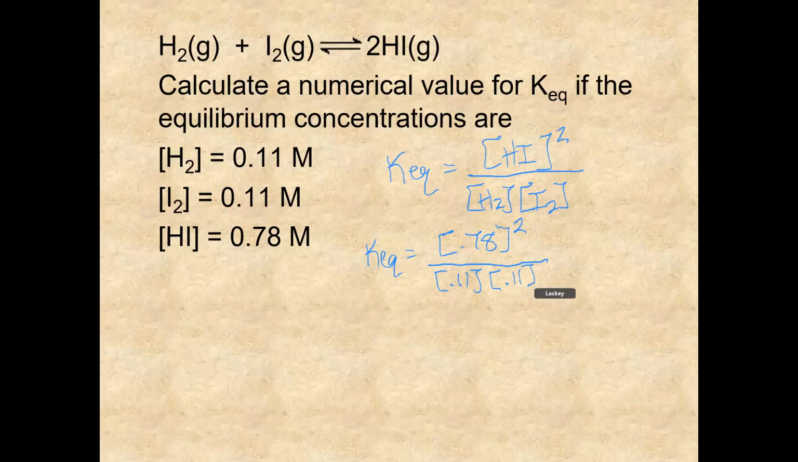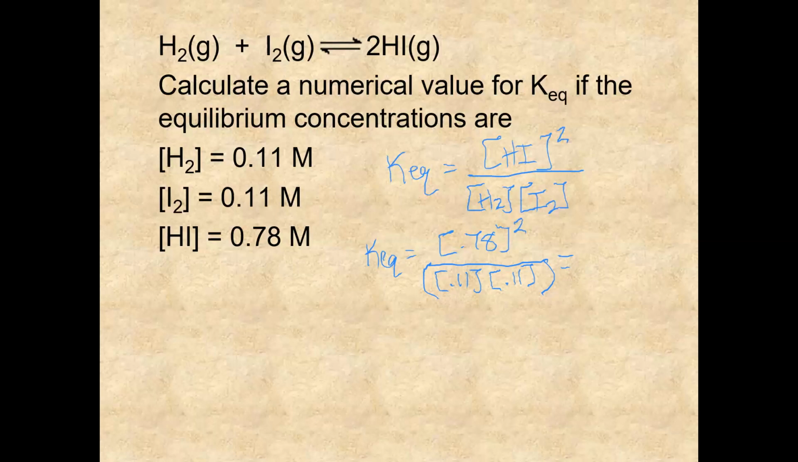Be careful how you put this in the calculator, because since you are dividing by both reactants, you want to make sure that these bottom factors are in parentheses together. If not, it will divide by one of them and multiply by the other instead of dividing by both. So be aware of how you type that in. You can also solve for the bottom and then do the top divided by the bottom. So we have 0.78 squared divided by, make sure you open your parentheses, 0.11 times 0.11.